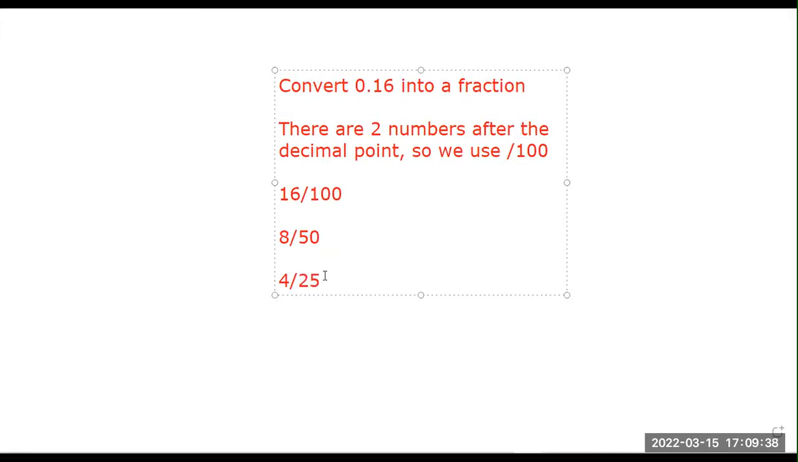The main thing was identifying this, because we have two numbers here. Because there are two numbers, it would be out of 100. Right? That's the main step involved here.